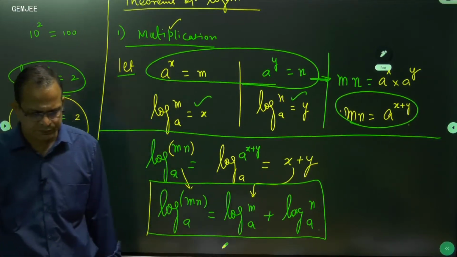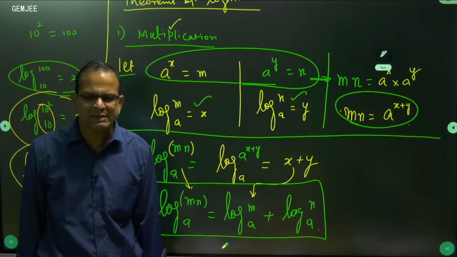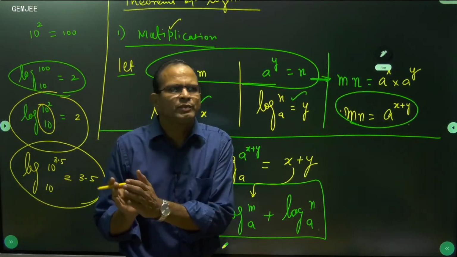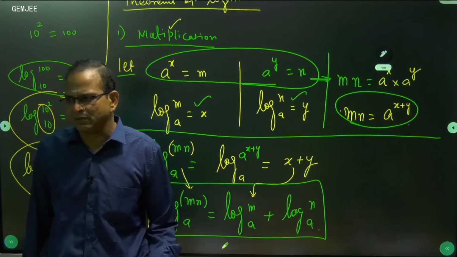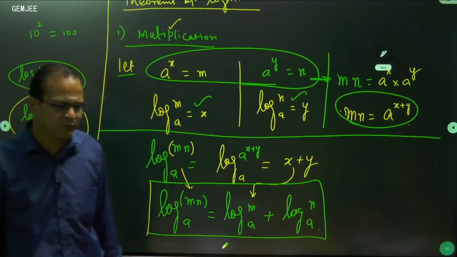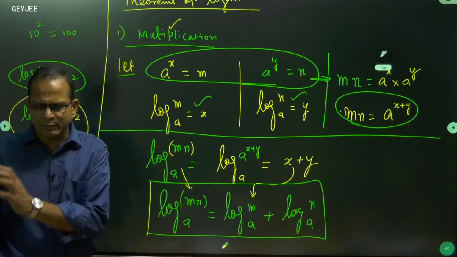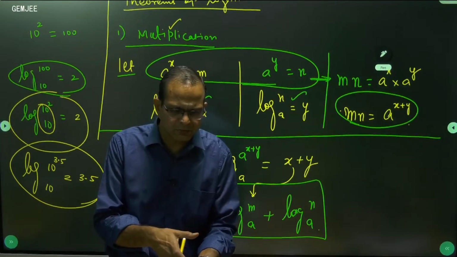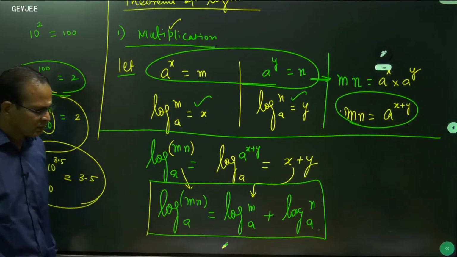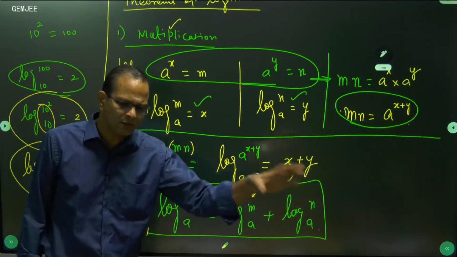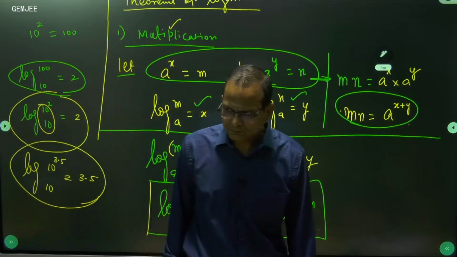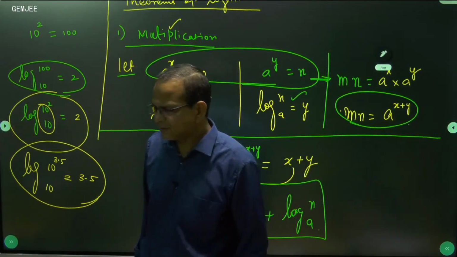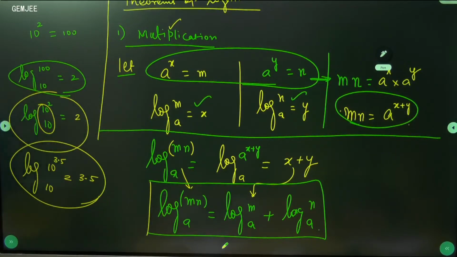So instead of multiplying two values, you can add their logarithmic values. In simple language, maths teachers say multiplication becomes addition, provided you step into logarithm. What you say outside as multiplication becomes addition inside the logarithm. Instead of multiplying two numbers, you can add their logarithmic values.